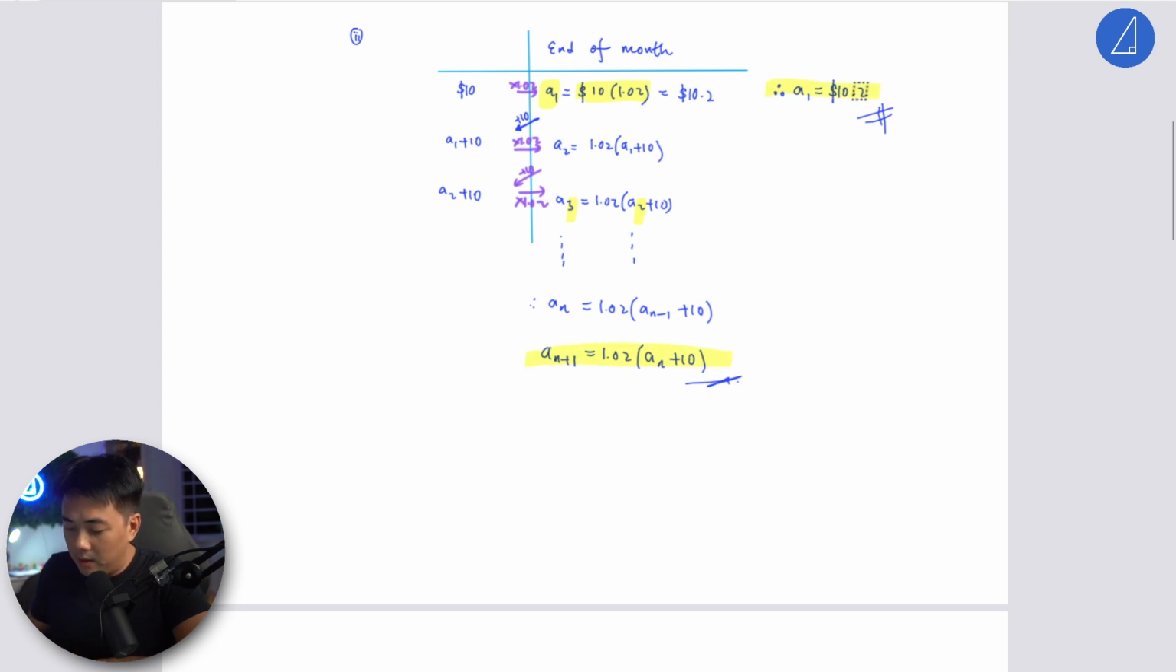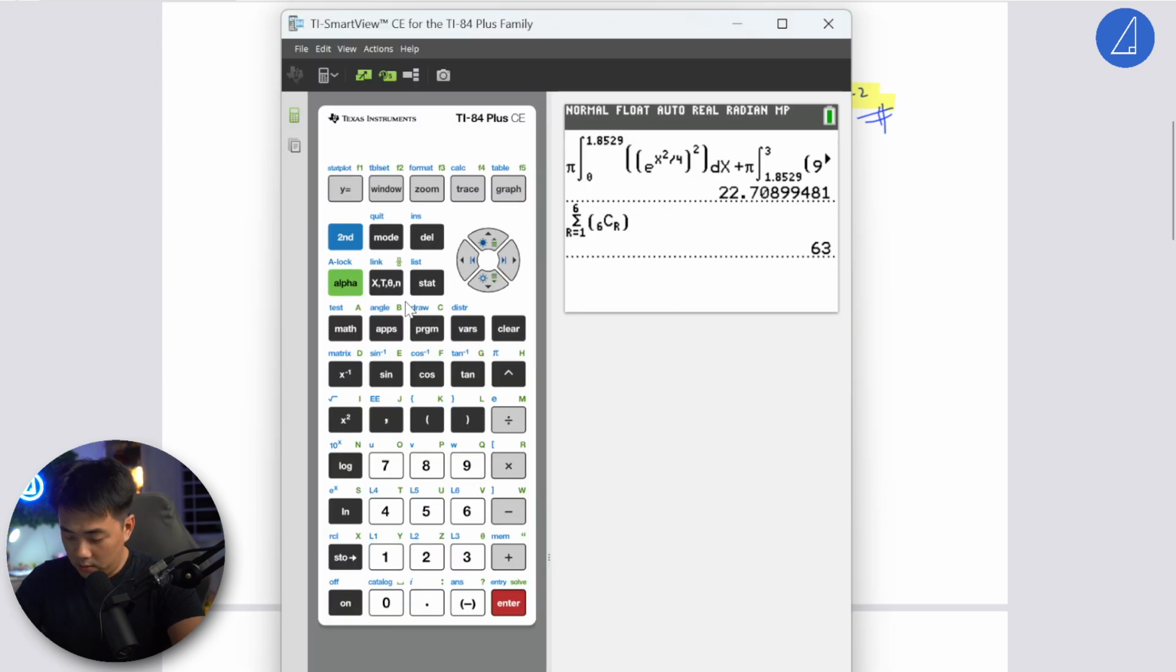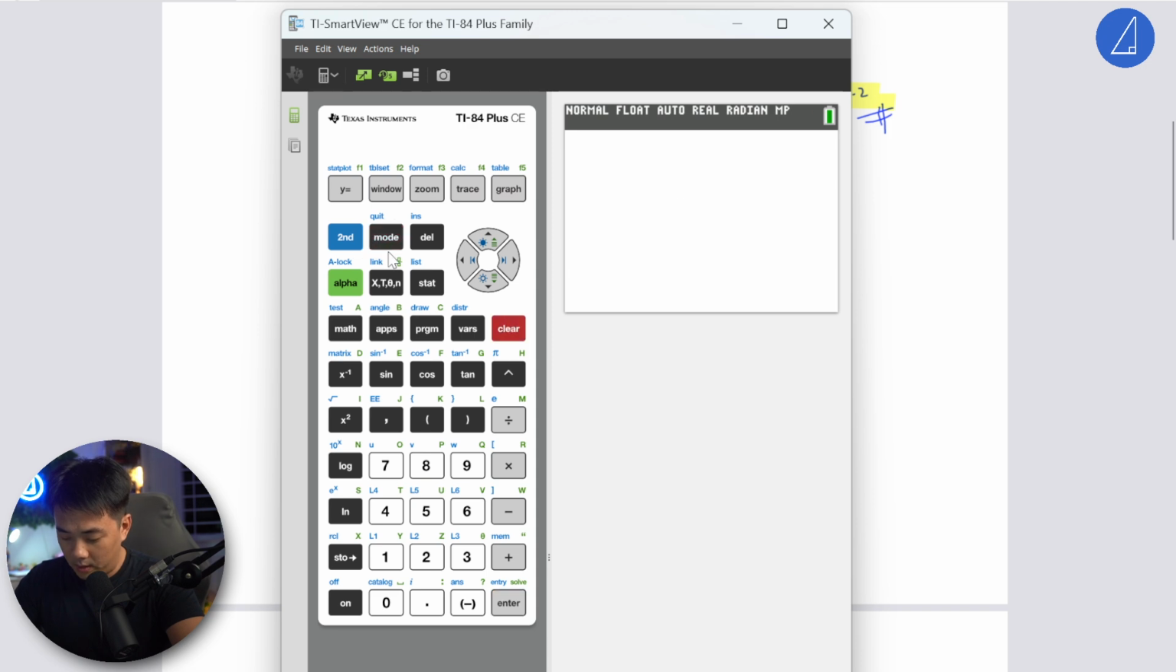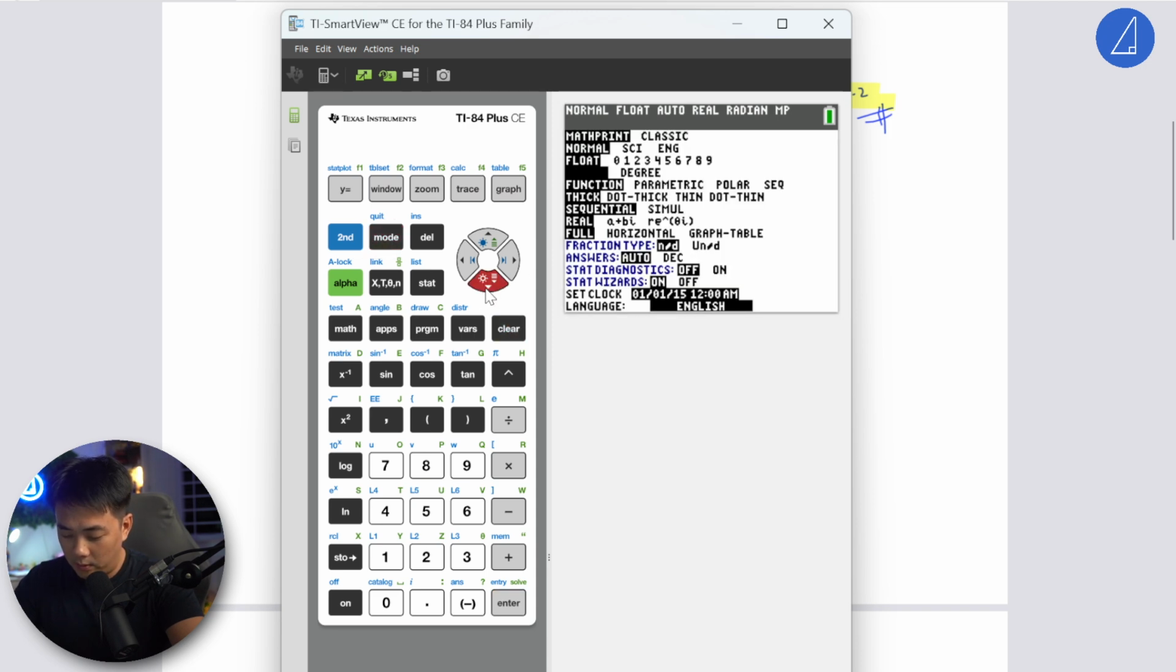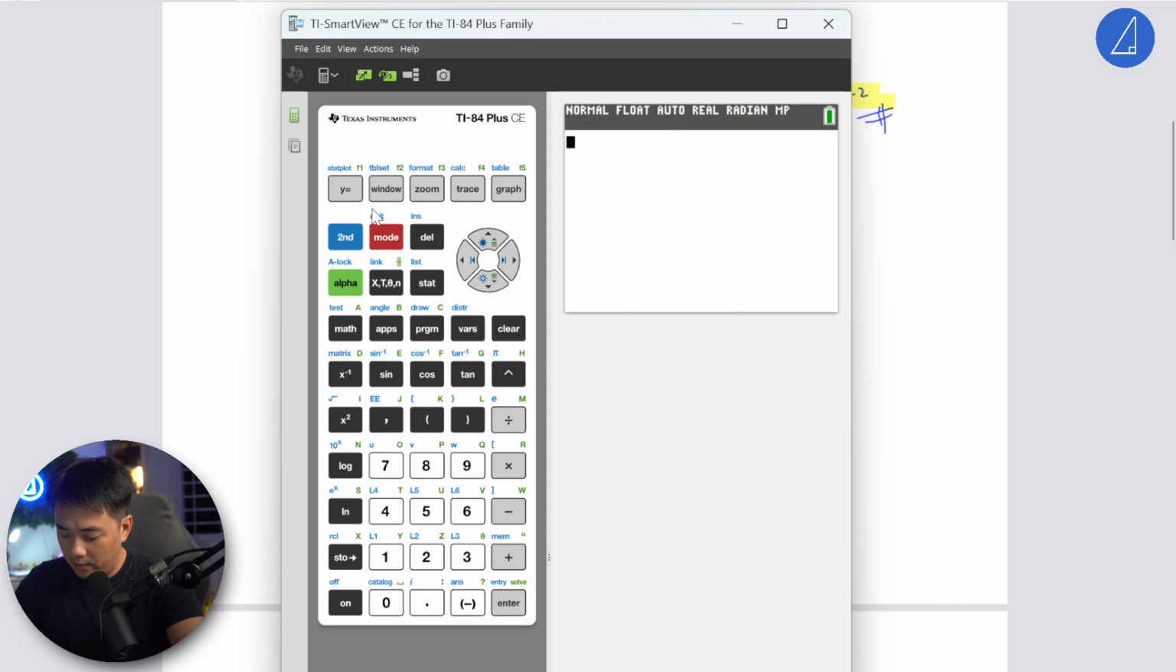Now remember, the first term is $10.20 because this is the recurrence relation at the end of the month. The first term is $10.20, not $10. Okay, just remember that. So I'm going to bring up my GC here. Just press mode, then go to recurrence relation here, sequence, then quit.